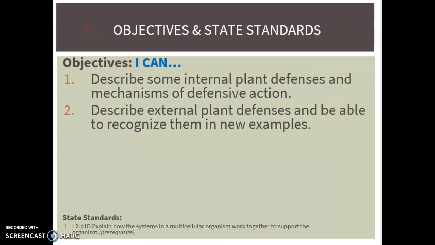All right, so that's it for today. Very short recording. So objectives again: one, I can describe some internal plant defenses and mechanisms of defensive actions. And two, I can describe external plant defenses and be able to recognize them.